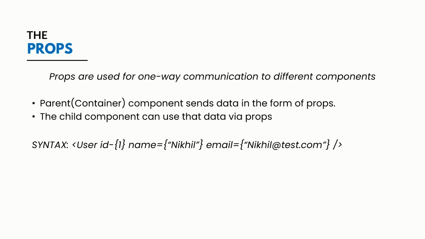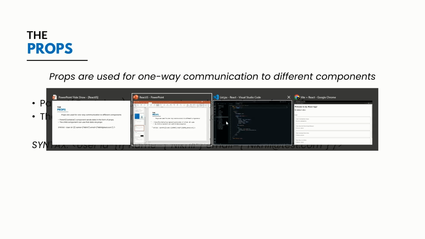Let's see the syntax as well. Suppose we have the component of user. We send the ID equals to 1. We can send the name equals to, that could be anything. We can send the email, that could be anything. My mistake, there should be equals to. So we can send some data along with a component by passing props here, like the ID, the name, the email, anything that we want to send. Let's see the example here.